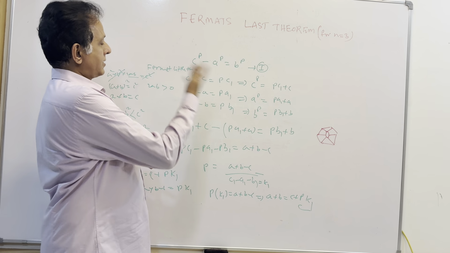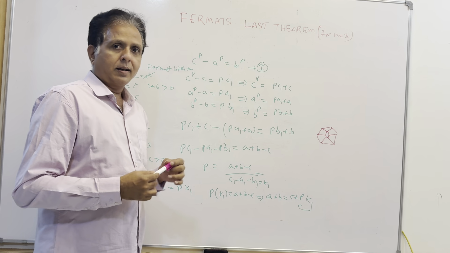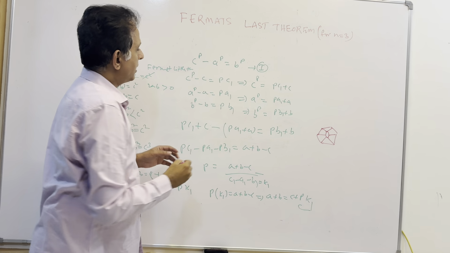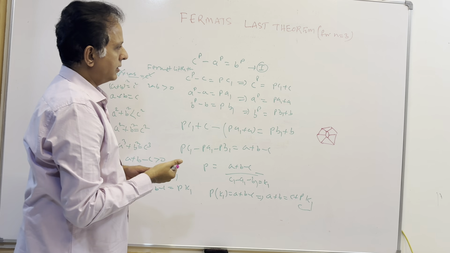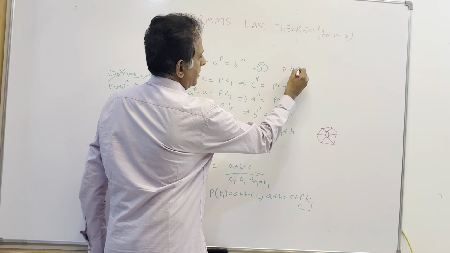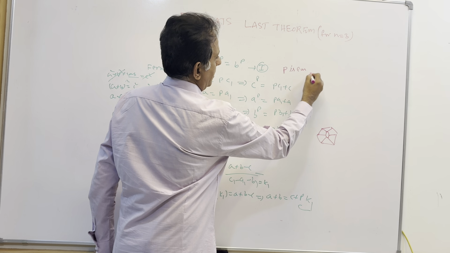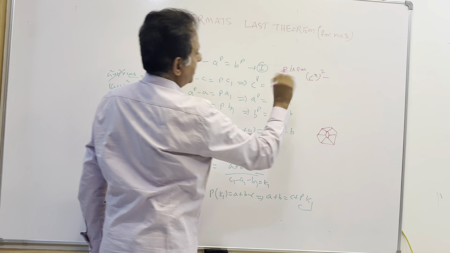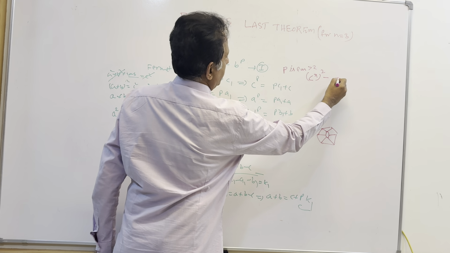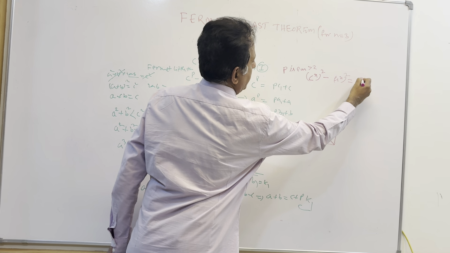Okay, so Fermat's last theorem. In the previous videos we have proven that for even powers, c power p minus a power p is equal to b power p, if p is even, then we can write this as c power x whole square. Okay, so p is even, greater than 2. Alright, so c power x whole square minus a power x whole square equals b power x whole square.